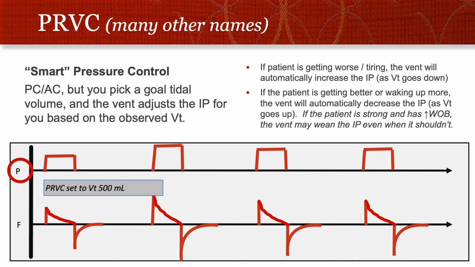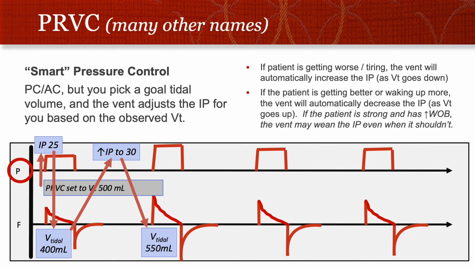You've set a respiratory rate, you've set the inspiratory time, the vent won't mess with that, and you've set a goal tidal volume of 500 milliliters. The vent picks an arbitrary inspiratory pressure of 25 and it tracks the tidal volume. Here, patient got 400. The vent says, uh-oh, 400 is less than 500, I should go up on the inspiratory pressure. So it does, it turns it up to 30.